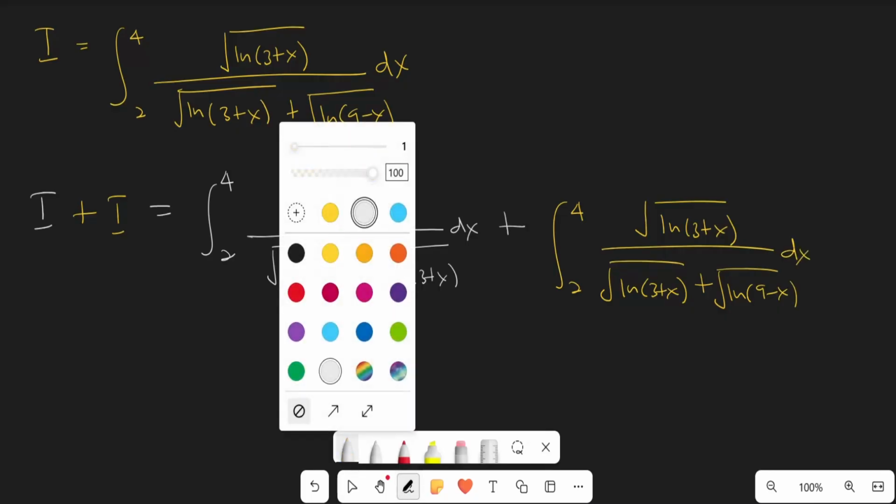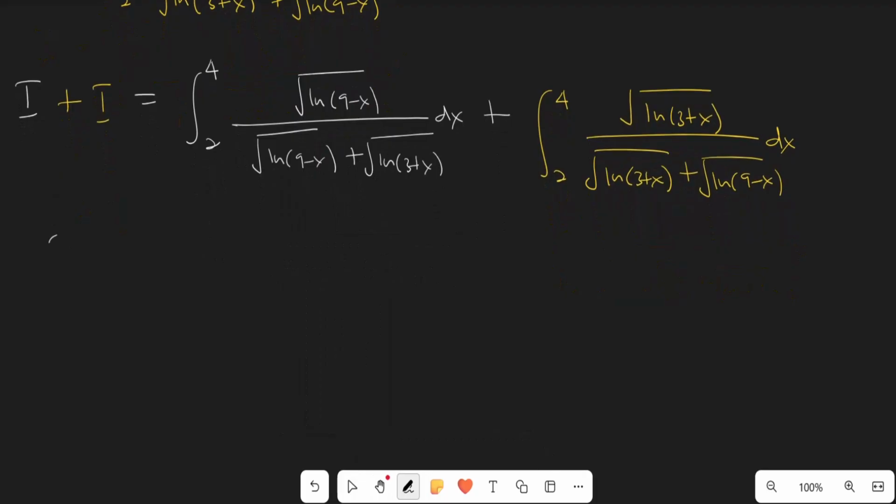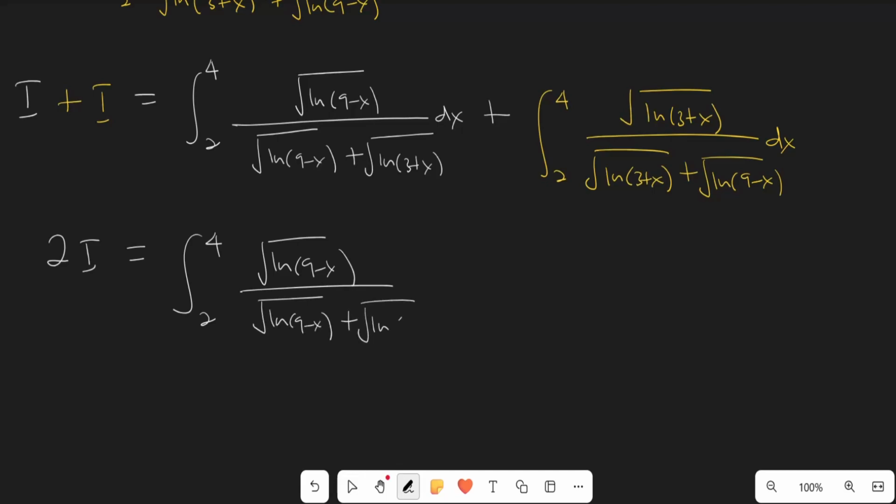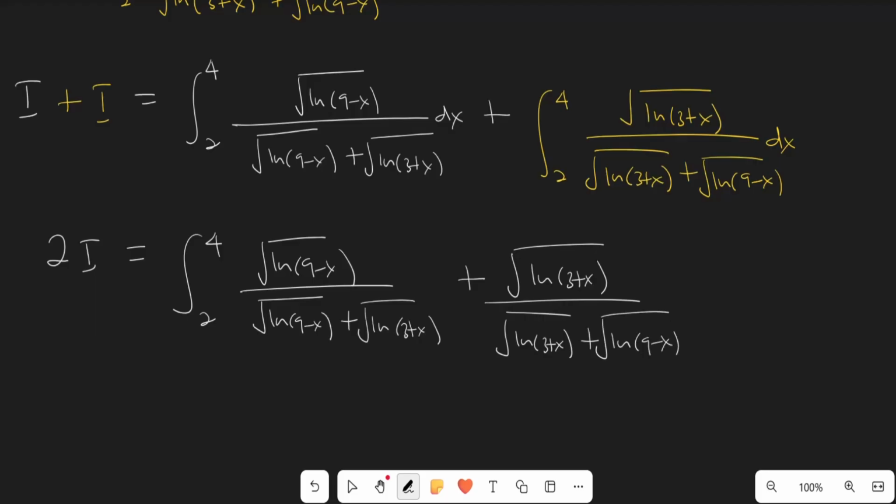So we can now combine our two integrals nicely. The left hand side is 2I, which is equal to the integral from 2 to 4 of the square root of the ln of 9 minus x all over the square root of ln of 9 minus x plus the square root of the ln of 3 plus x, plus the square root of ln of 3 plus x over the square root of the ln of 3 plus x plus the square root of the ln of 9 minus x, all this one dx.